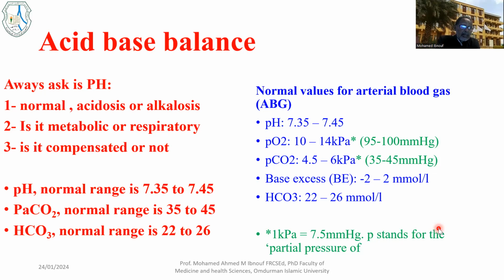Knowing that the normal pH is 7.35 to 7.45. This is a normal pH. And the carbon dioxide tension is 35 to 45 millimeters of mercury, while the bicarbonate is usually 22 to 26 millimoles.